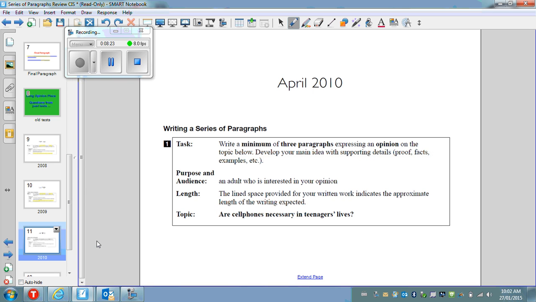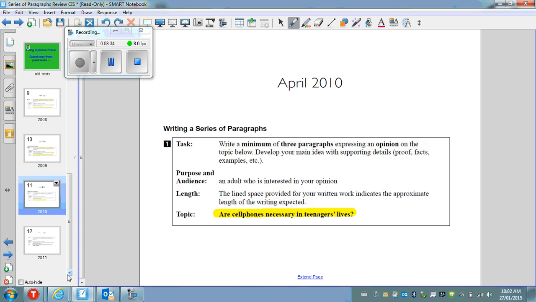Here's another one, because there are lots for you to choose from. Are cell phones necessary in teenagers' lives? Well, we just discussed that one at length, didn't we? So you can go for that. There are lots of arguments to be made for the kind of questions that they're going to put here for the personal, the series of paragraphs. That's a good thing.